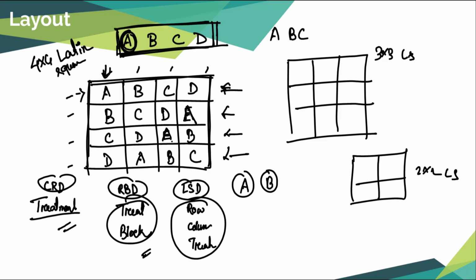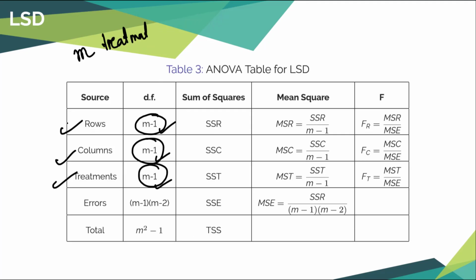In total, if you have 4 treatments, the Latin square is 4 by 4, which is equal to 16, that means 4 squared. There are 16 small boxes. Each box is called an experimental unit. So if you have m treatments, the number of boxes will be m squared. That means the total number of observations will be m squared. That's why the total degrees of freedom is m squared minus 1, right?